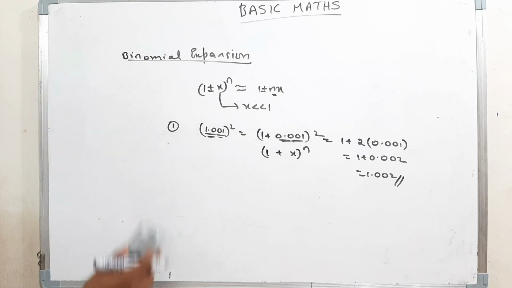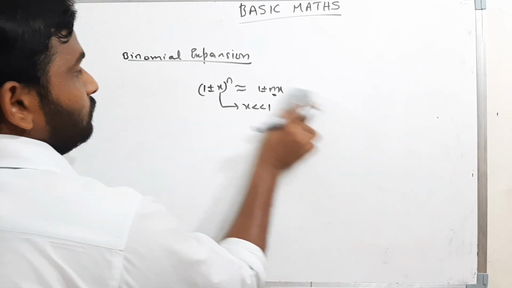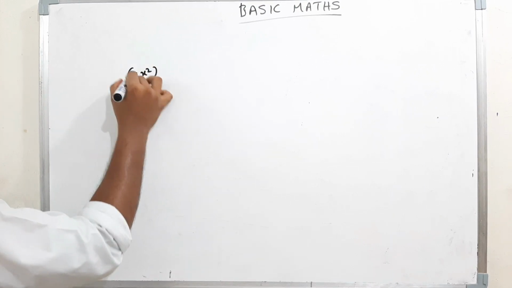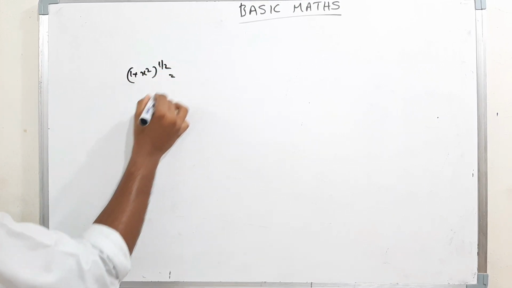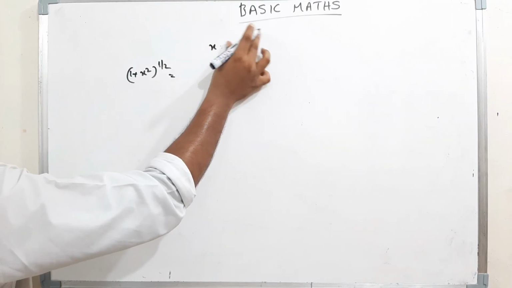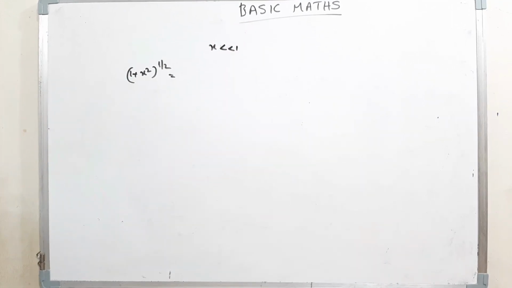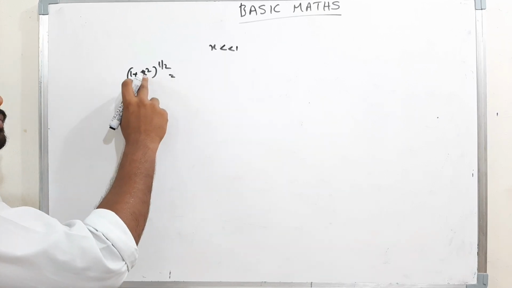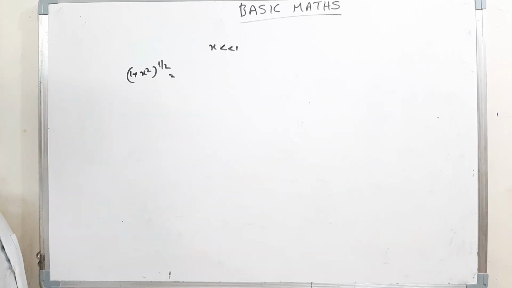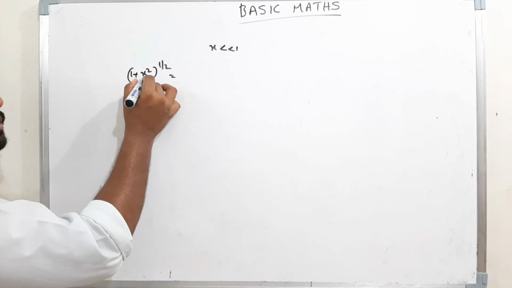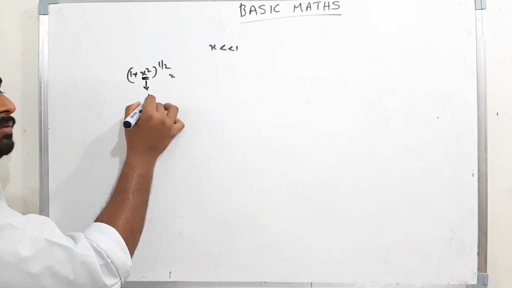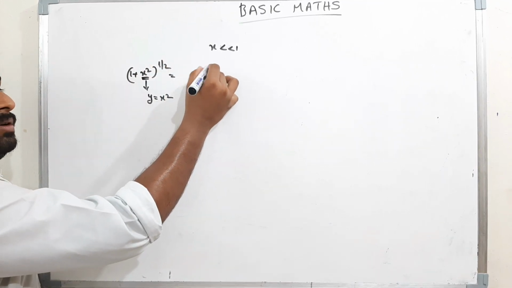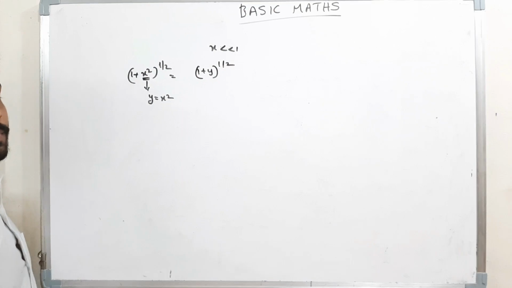Now we will see one more question. 1 plus x square whole power 1 by 2, where x value is very less than 1. Now what is the answer for this? x value is very less than 1, they told to find the answer for this. Now we can use the binomial expansion. I am assuming this one as y is equal to x square. That means it is in the form of 1 plus y whole power 1 by 2.